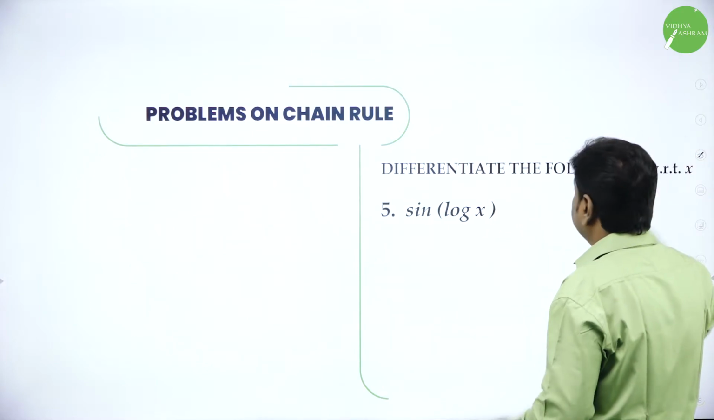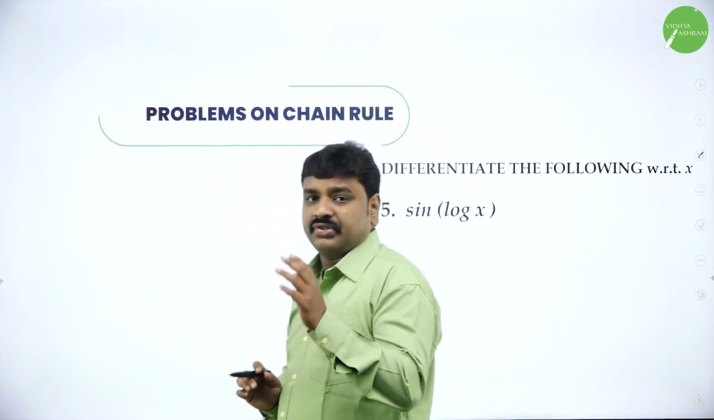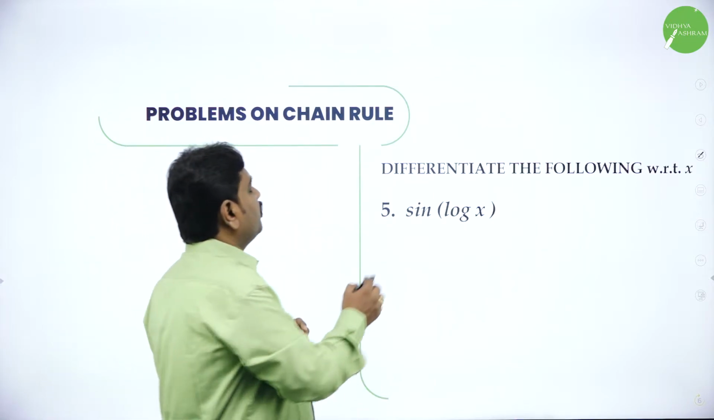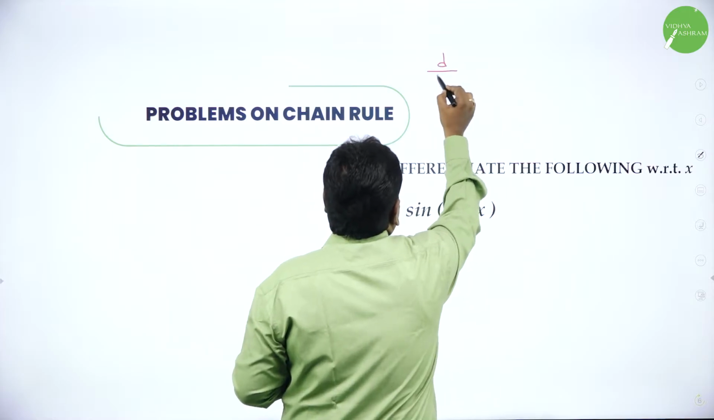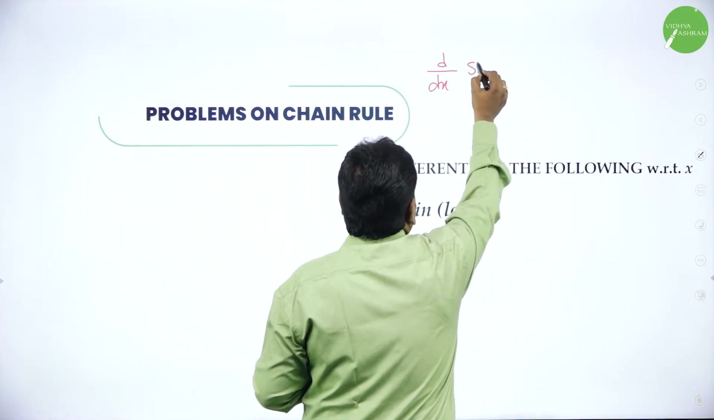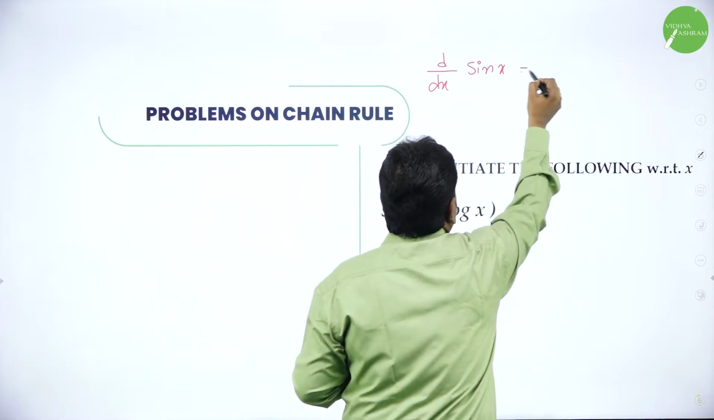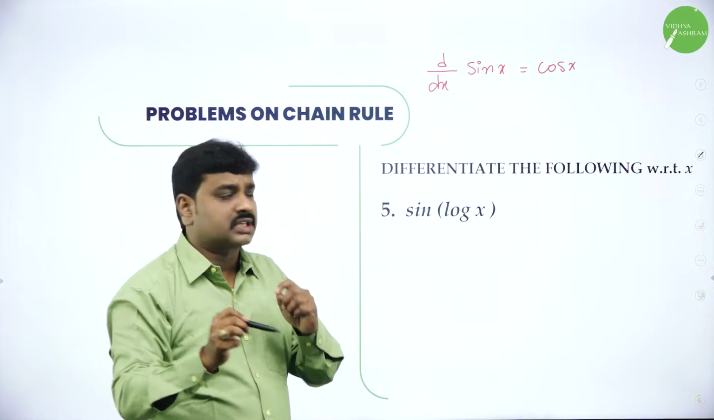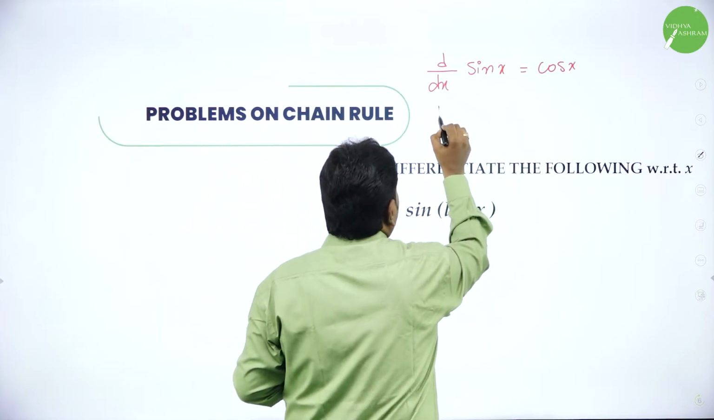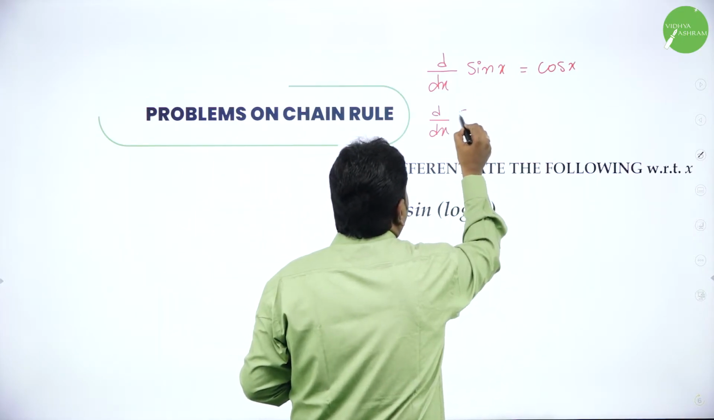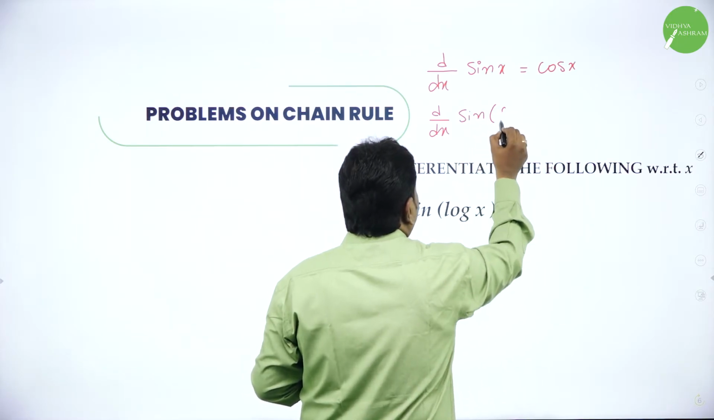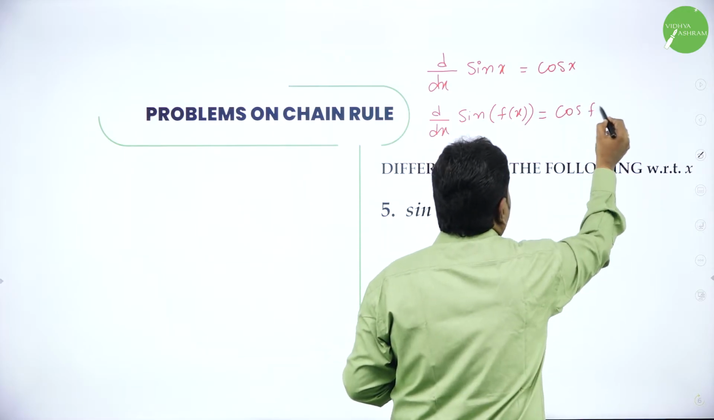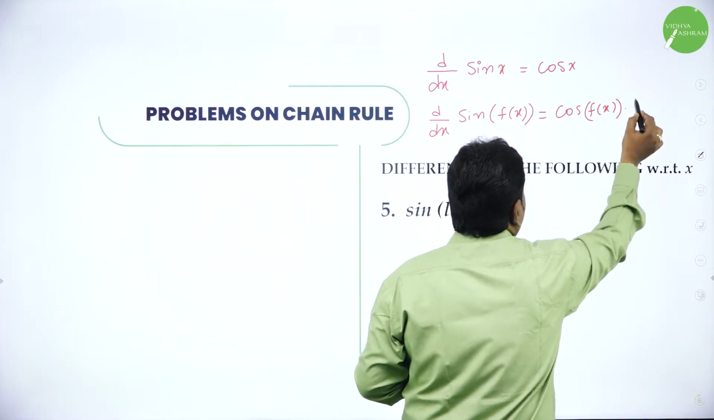Next we have sin of log x. The next question is sin of log x. So basic formula. What is the basic formula? d by dx of sin x. What is the derivative of sin x? All of you know differentiation of sin x is cos x. In the formula list you have learnt d by dx of sin x is what? Cos x. So instead of sin x, if you have a function of x, if I give you d by dx of sin of f of x, then it will become what? Cos of f of x into d by dx of the internal function.